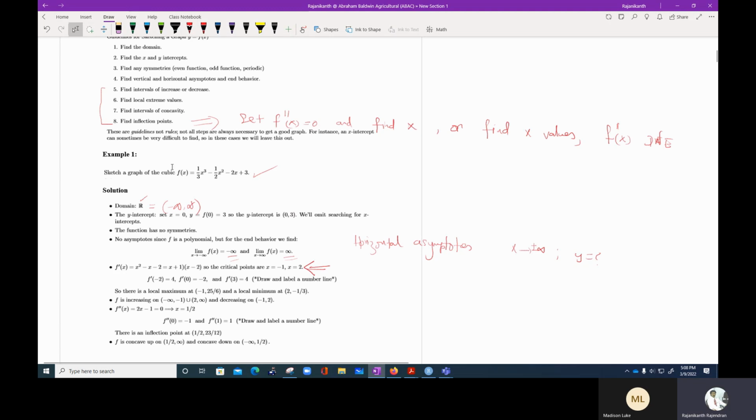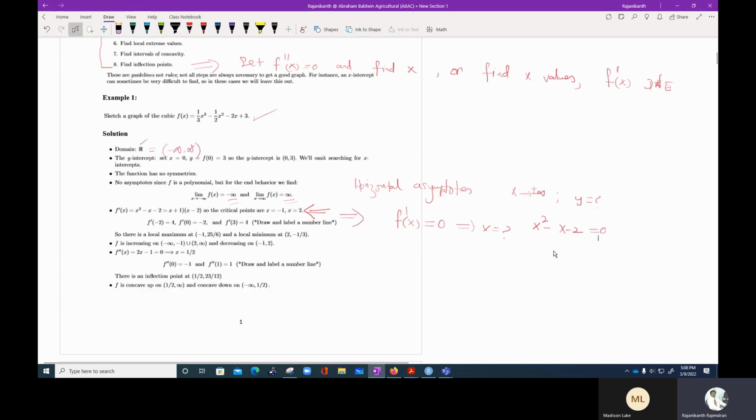So the first derivative of the function is x squared minus x minus 2. Then you could factor it, and this step is nothing but setting the first derivative to 0 and solving for x. So if you do that, you will get the first derivative function x squared minus x minus 2. I'm setting this to 0 and solving for possible x values. Those are the critical value candidates.